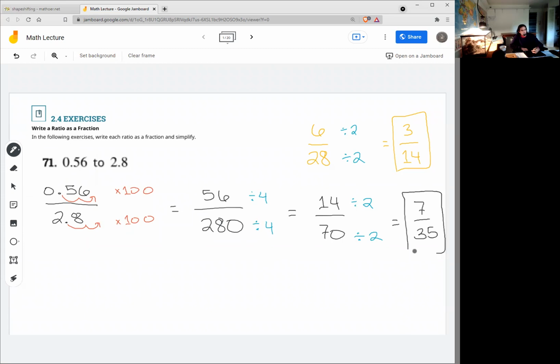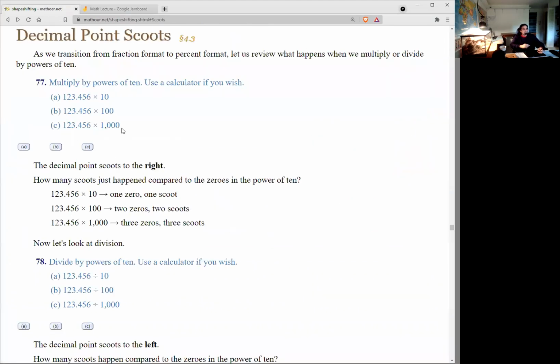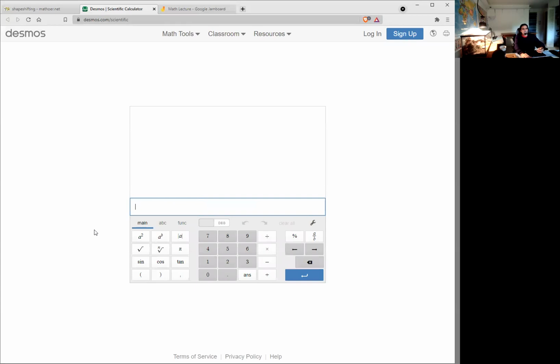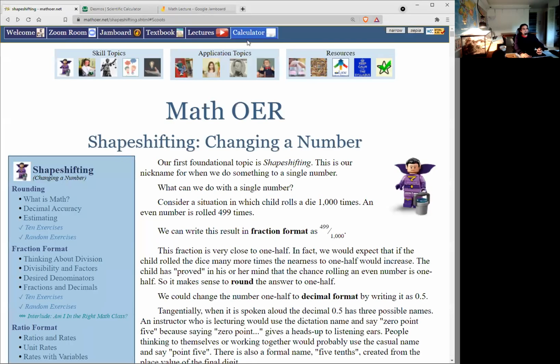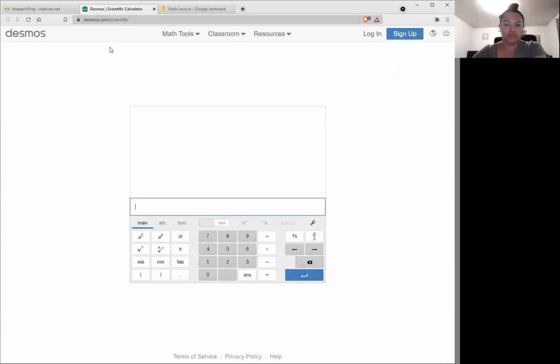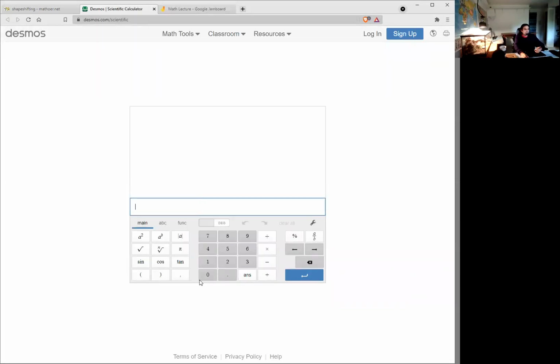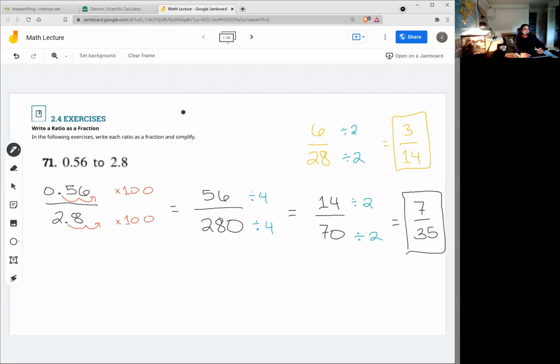If you're ever not sure about your answer, you can always go to that calculator. That's so nice. The link at the top of the website. It knows how to do this. I can just put in 0.56 divided by 2.8. And it's telling me 1/5. Okay, so I messed up somewhere.